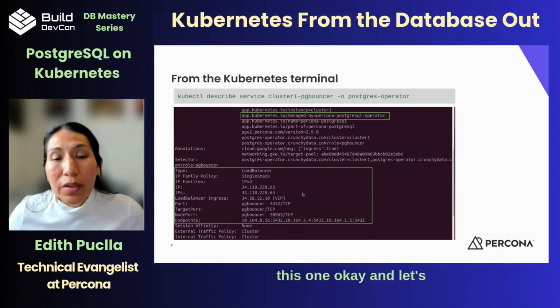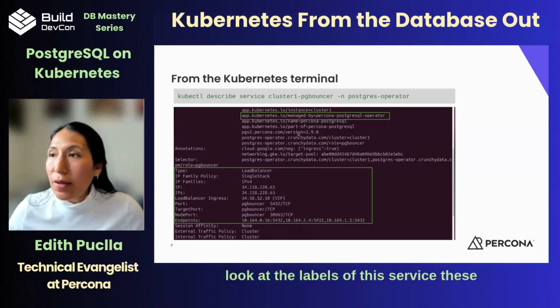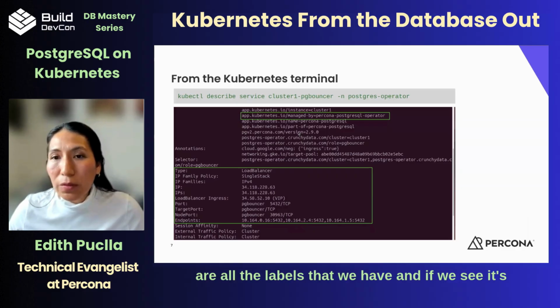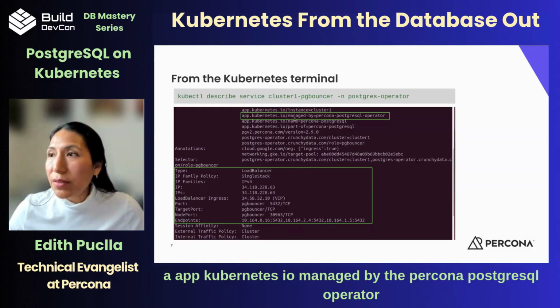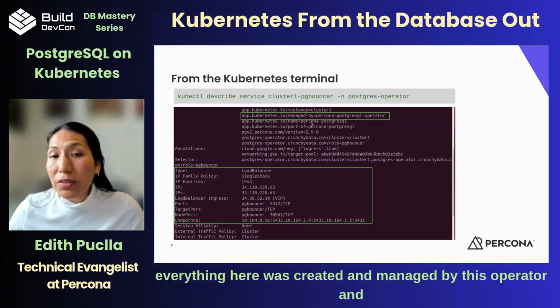Okay, and let's look at the labels of this service. These are all the labels that we have. And if we look, it's app.kubernetes.io/managed-by the Percona PostgreSQL operator. Everything here was created and managed by this operator.